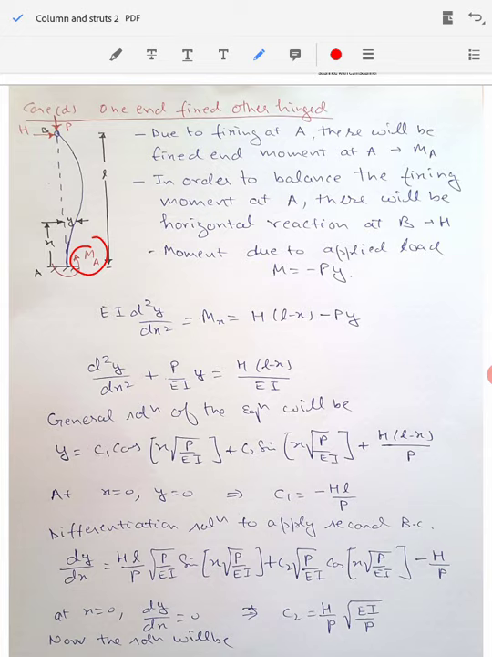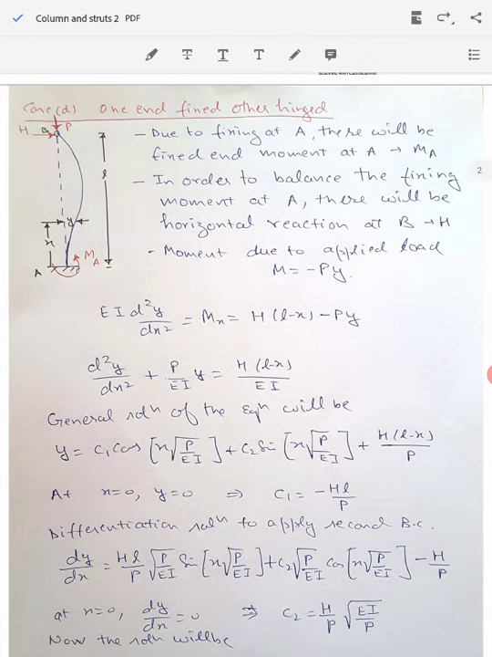Now in order to balance this fixing moment, of course, at point B there will be a horizontal reaction which is given by H. So as you see, you can imagine that you are applying a moment on this column like this, that is in the anticlockwise direction. It will produce the reaction force at the hinged end, and the reaction will be H, which will be acting in the direction as shown here. So this will be the direction of horizontal reaction H which will be produced because of the restraining moment that is created on the end A.